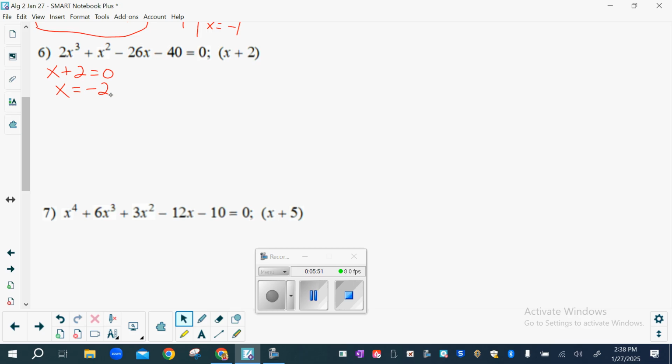Yeah. Lots of different parts. It's bringing a lot of things together. 2, 1, -26, and -40. So Yusuf, your group, tell us what the numbers are that go in there for synthetic division.